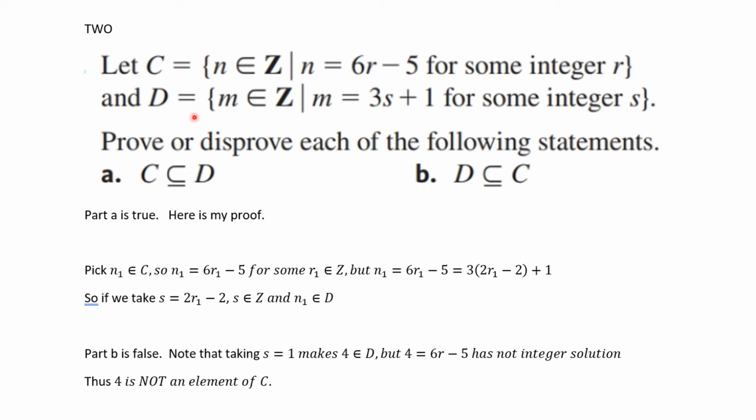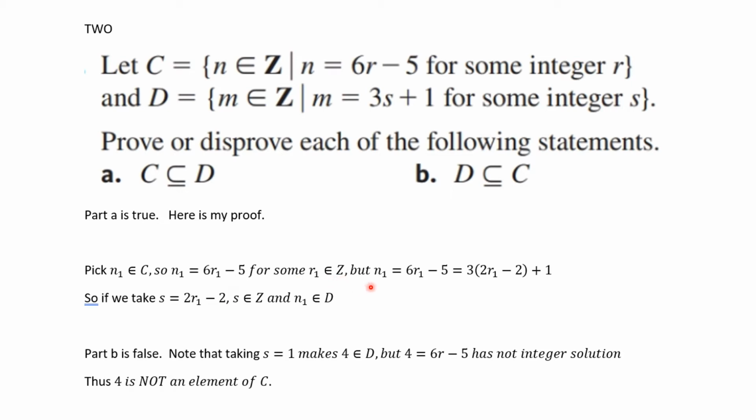Number 2, let C be this set and D be this set. We're to prove or disprove each of the following statements. And it turns out that part A is true and part B is false. So let's look at my proof of this. We're going to pick something in C and show that it must be in D. So we're going to pick a number n1, an element of C. Now that means by the definition that n1 is equal to 6 r sub 1 minus 5 for some r sub 1, an element of the integers.